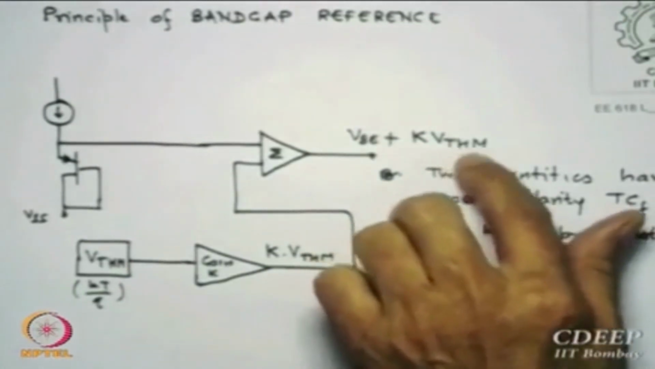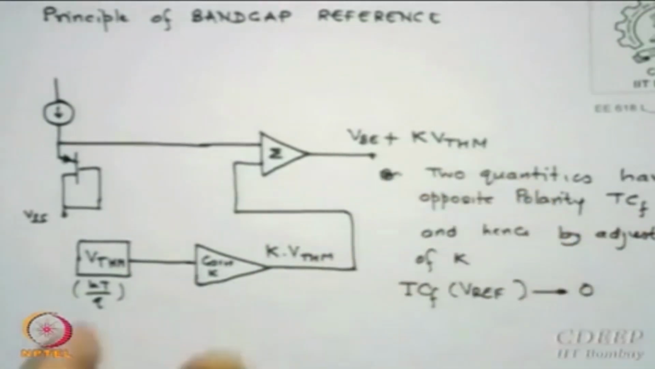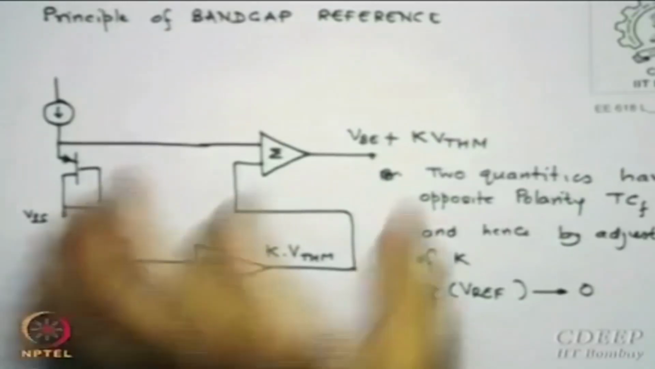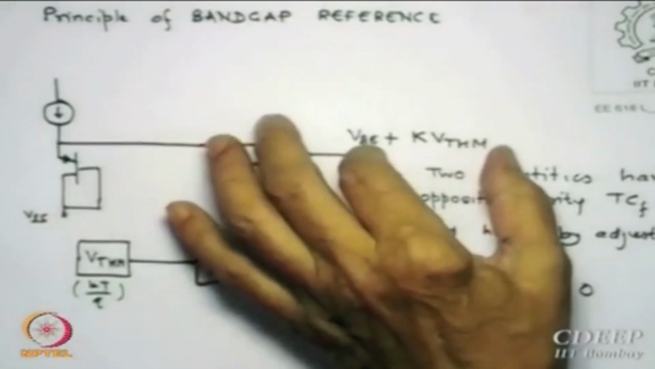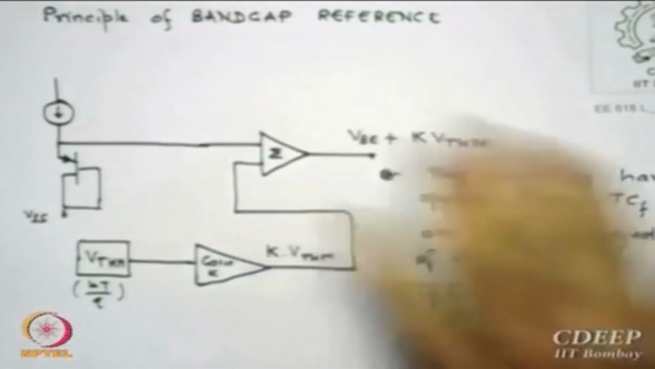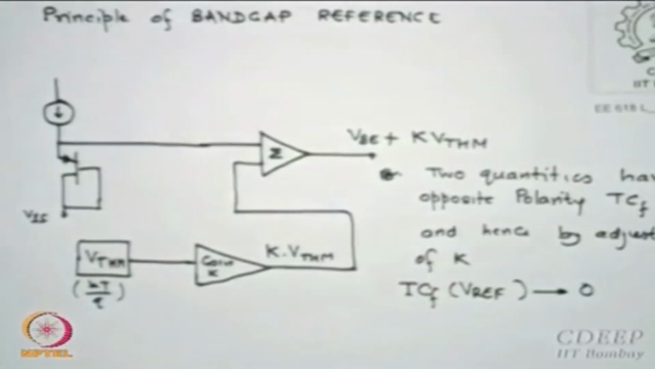Where did this come from? We just derived the PTAT, and we will use it. Is that clear why I showed PTAT? Because I am going to use that PTAT here now. For this thermal voltage I will create it from there. Is that okay, all of you? Two parts have different polarities of TCF. Values can be adjusted through K, and the difference can be made as close to 0 as is possible. Is it okay, all of you? Okay, now here is that circuit.